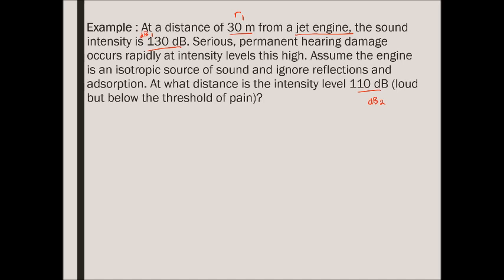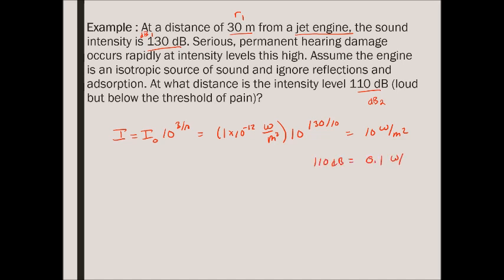And again, we can't really do anything with the decibel numbers. We need to convert those to intensity using the intensity formula, I is equal to I naught times 10 to the beta over 10. And so I naught is again 1 times 10 to the negative 12 watts per meter squared, times 10 to the 130 over 10, which gives me 10 watts per meter squared. And then if we do the same thing for 110 dB, that gives me 0.1 watts per meter squared.